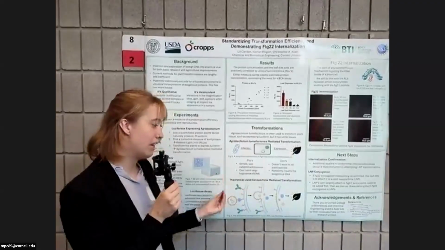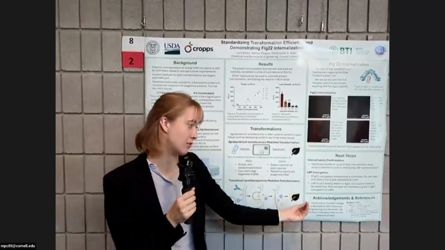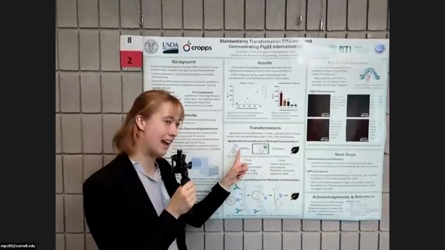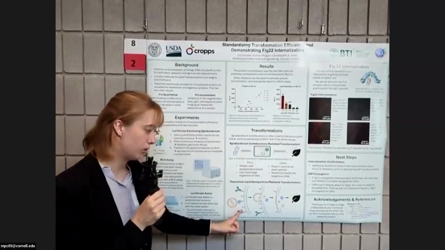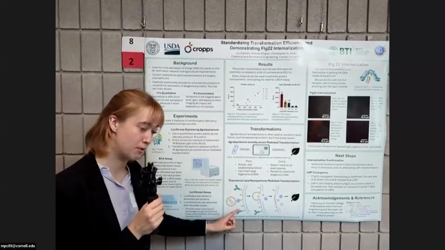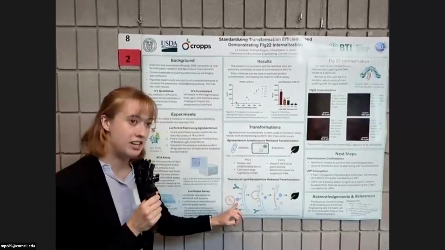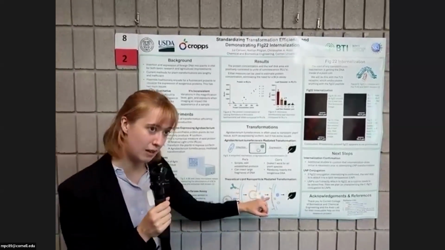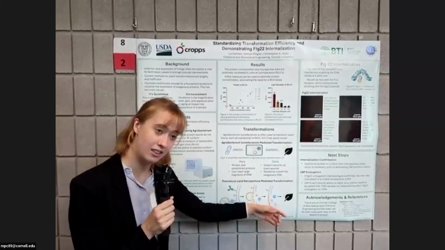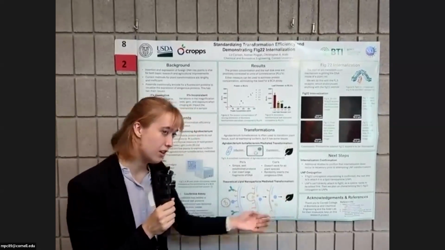We are also proposing a theoretical lipid nanoparticle-mediated transformation that should work in more species than agrobacterium does. For this, we have a lipid nanoparticle here, coated in FLG22 ligands, the brown squiggles, that are attached to FLS2 receptors and then cause endocytosis of said lipid nanoparticle and the DNA, theoretically leading to expression.